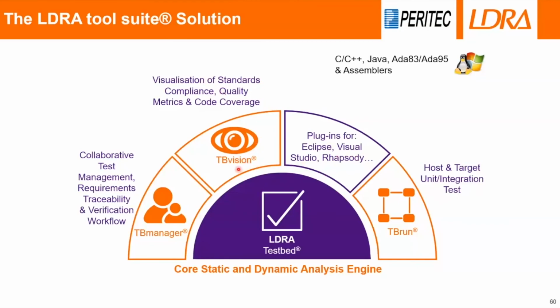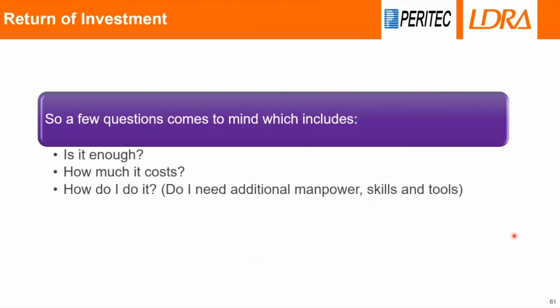And TB Vision is a complementary visualizer for the developers, where the developers can quickly pinpoint the errors during the static analysis, and they can do the corrections and adhere to the coding standards. And TBmanager is basically a collaborative test management tool where requirement-based testing can be performed, requirement traceability can be established, process compliance can be managed with the tool. So these are the modules which will help you to do the complete verification right from the requirement stage to the product certification stage.